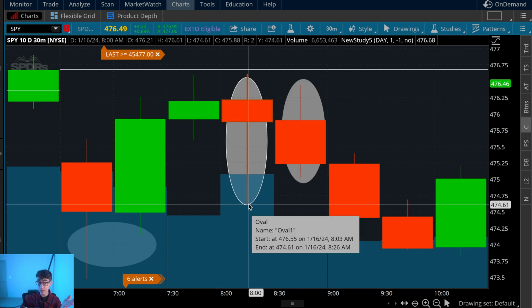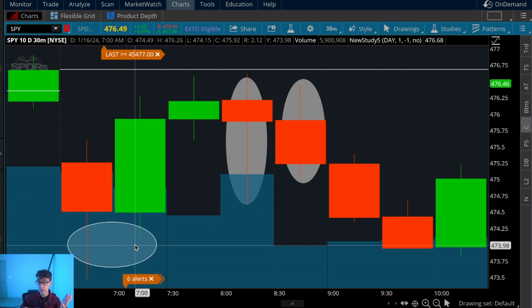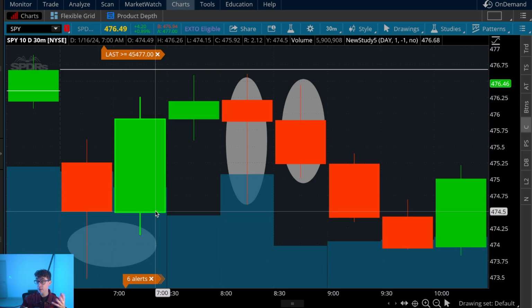So right here, it had a nice spike at 474.61. So obviously you want to sell some right there. Right here, there's a lot of support at 473.50. There's a lot of bottom wicks here where it spiked. So obviously you want to scale out there.